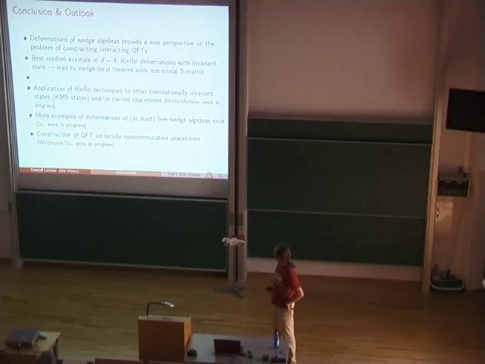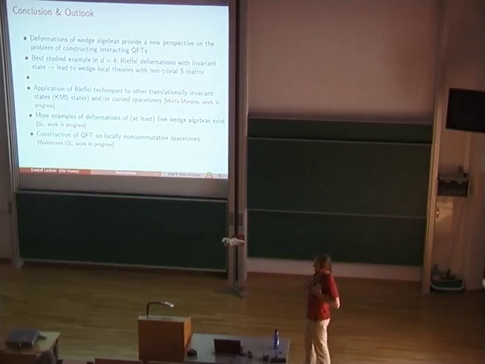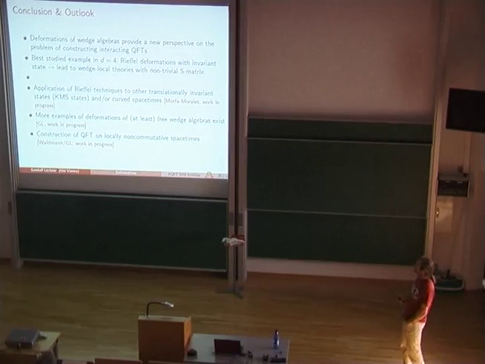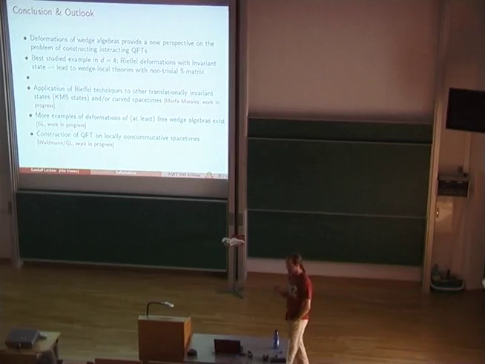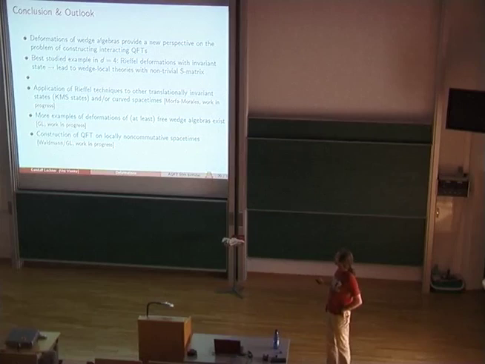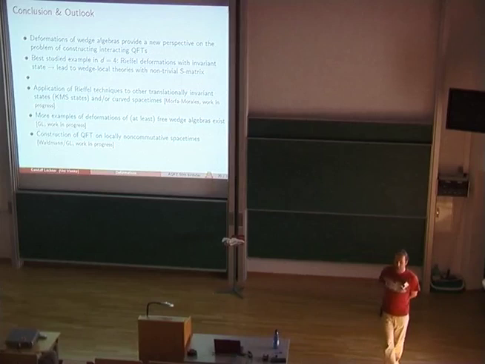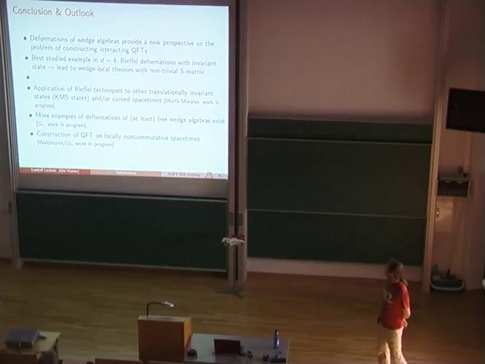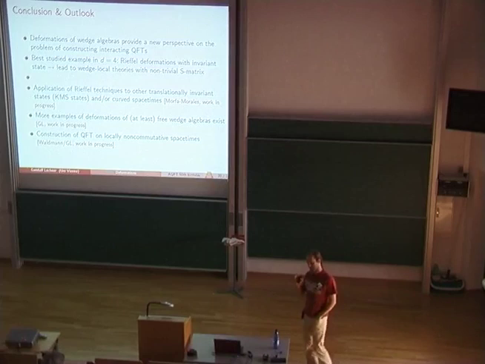Okay, I think I'm almost done. Let me just conclude with a couple of short remarks. So first, I hope I have convinced you that these deformations of wedge algebras provide a new perspective on the problem of constructing interacting quantum field theories. It's a kind of deformation procedure, and different deformation procedures are, of course, possible. I think Stefan will also talk about some deformation procedure tomorrow, but in a perturbative setting. This is a particular one adapted to this wedge-local situation. The best studied example is in four dimensions, and it is closely connected to Riefel deformations with an invariant state and leads to wedge-local theories with a non-trivial S matrix, which is already something.